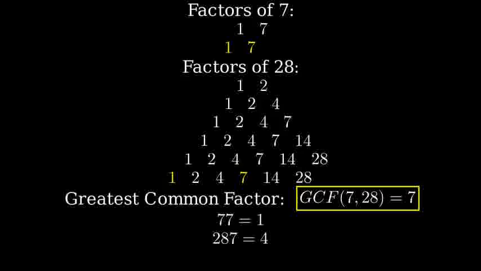Remember, the GCF is the largest number that divides evenly into both numbers. And in this case, that number is 7.